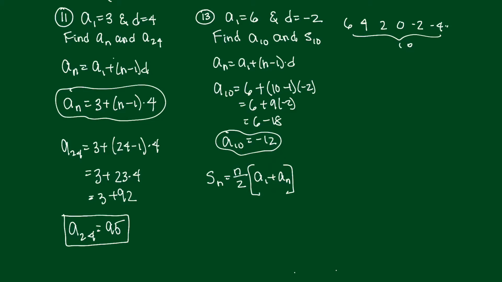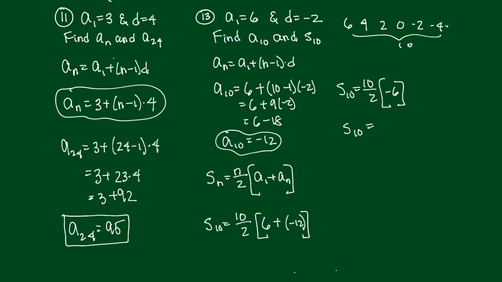So we will get the sum of the first 10 terms is n, which is 10 over 2, times the first term, which is 6, plus the 10th term we found to be -12. I'll do it up here. S sub 10 is 10 over 2 times, what do we get here? 6 minus 12, -6. So I get S sub 10, well, a couple ways to do it. How about 5 times -6? So if we added up the first 10 terms here, I think we would get -30.